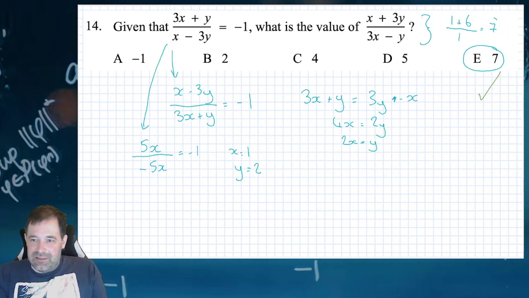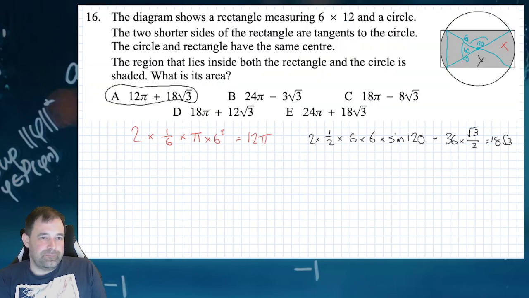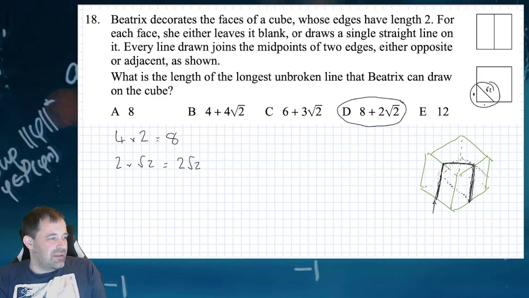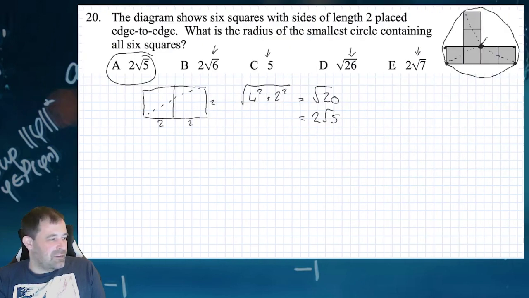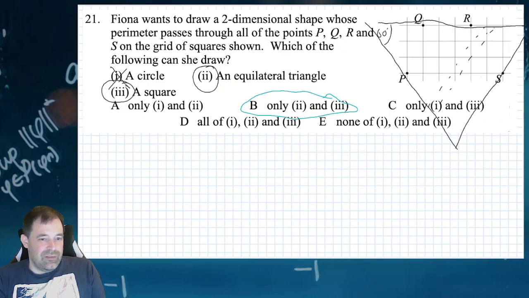14 is E. 15 is C. Now on to the hard ones. 16 is A. Change the green pen. 17 is C. 18 is D. 19 is E. So we didn't get that. 19 was E. 20 was A. 21 is B.